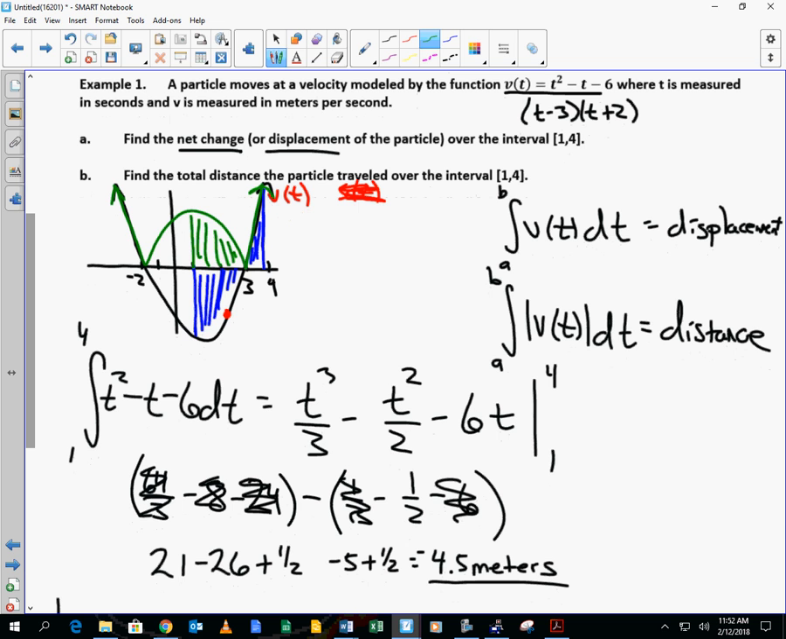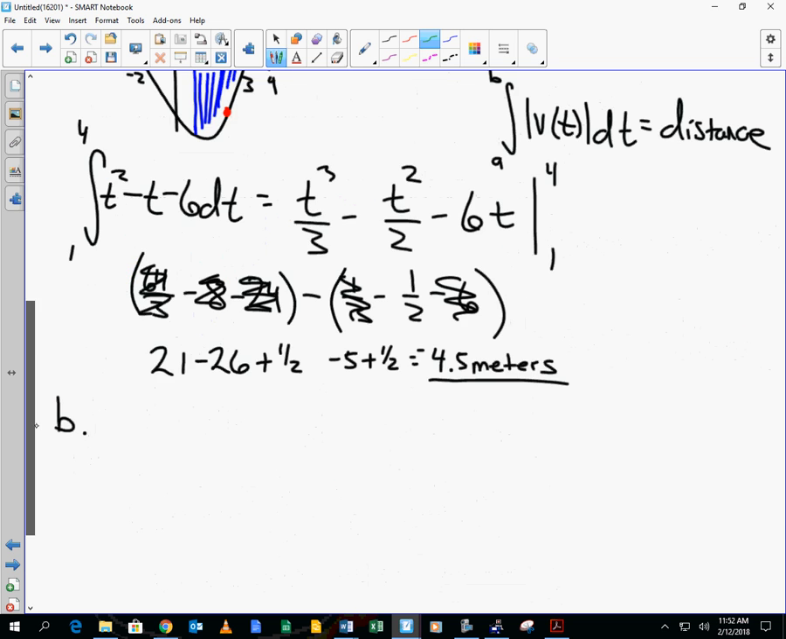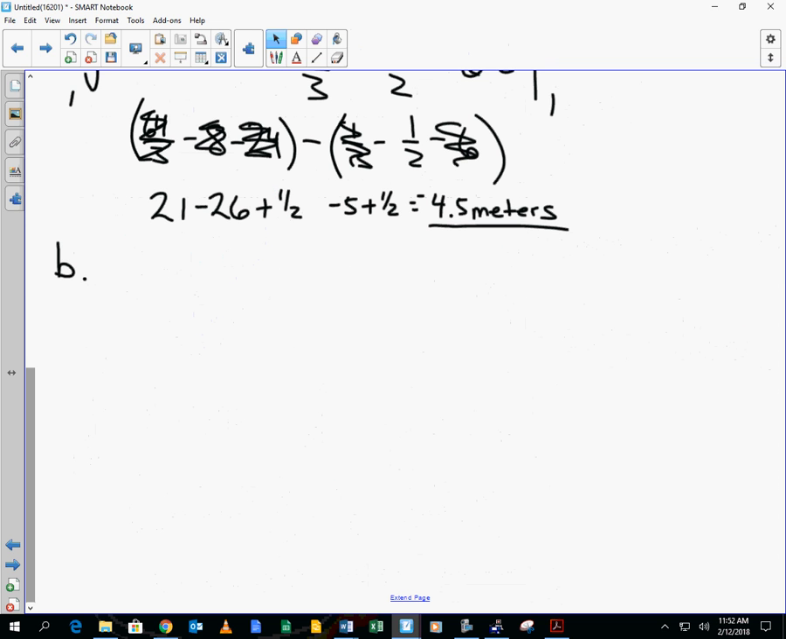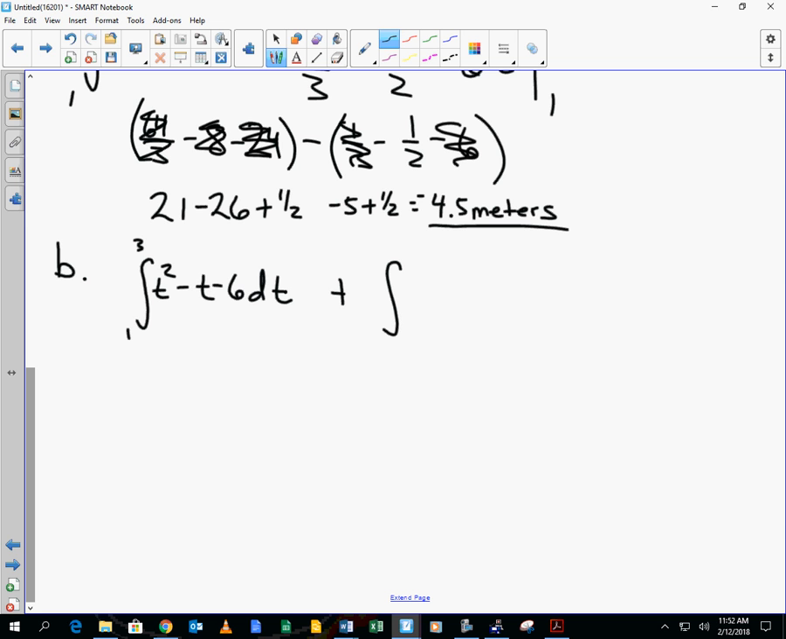Exactly. We found where it changes from positive to negative, which is going to be 3. And we'll break it into 2 parts. We're going to find the area from 1 to 3 of t squared minus t minus 6 dt. And we're going to add that to the area from 3 to 4, t squared minus t minus 6 dt.